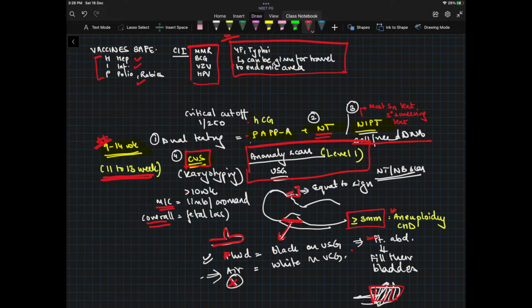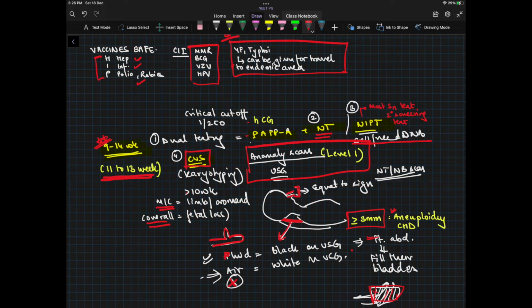Remember, make it a thumb rule that fluid is black on ultrasound, right? Therefore, we ask the patient to fill her bladder so that we can see the other structures clearly, and air is a bad medium for carrying out an ultrasound diagnosis. Hence, it is very difficult to see the bowel if it is distended with air, right? So the nuchal translucency will appear as a strip of black band behind the neck, right?